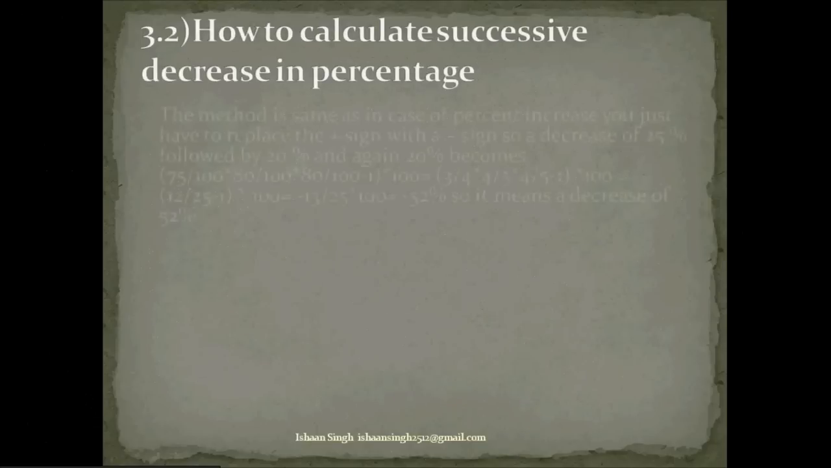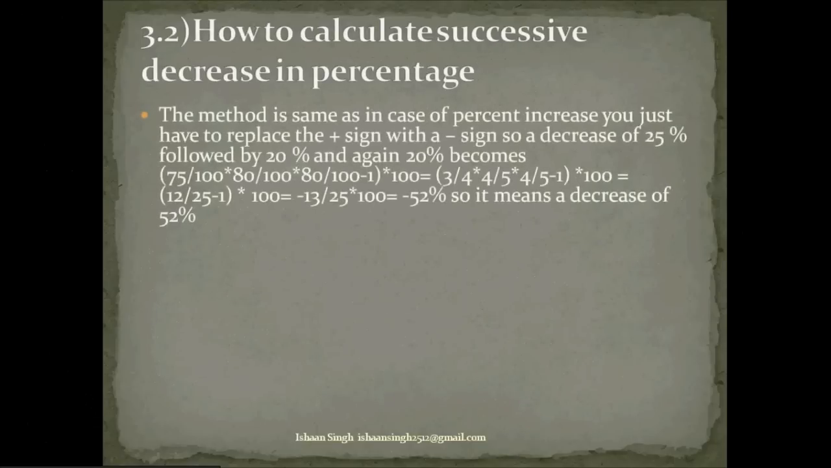Similarly, while calculating the percentage decrease, we are going to use the same formula, just that now the formula will not be 100 plus the number upon 100, it will be 100 minus. Just replace the plus sign by the minus sign and you will get the answer. So suppose the value decreases by 25% in the first month, 20% in the second month, and 20% in the third month. So the value becomes (100 minus 25 upon 100) into (100 minus 20 upon 100) into (100 minus 20 upon 100), minus 1, into 100.